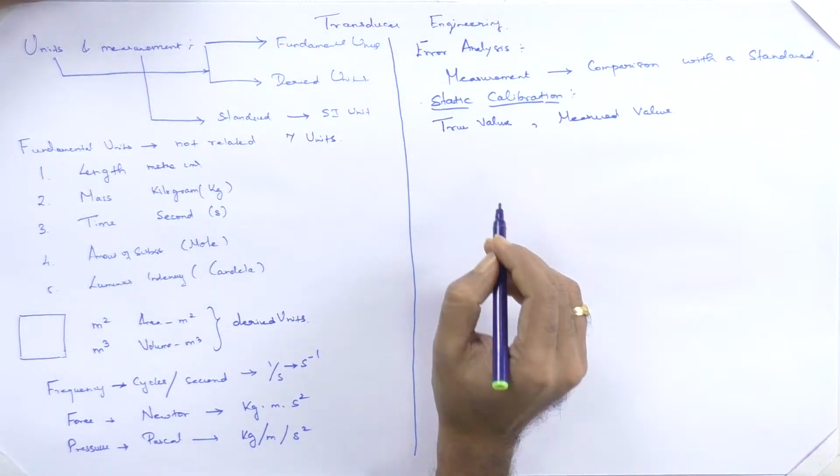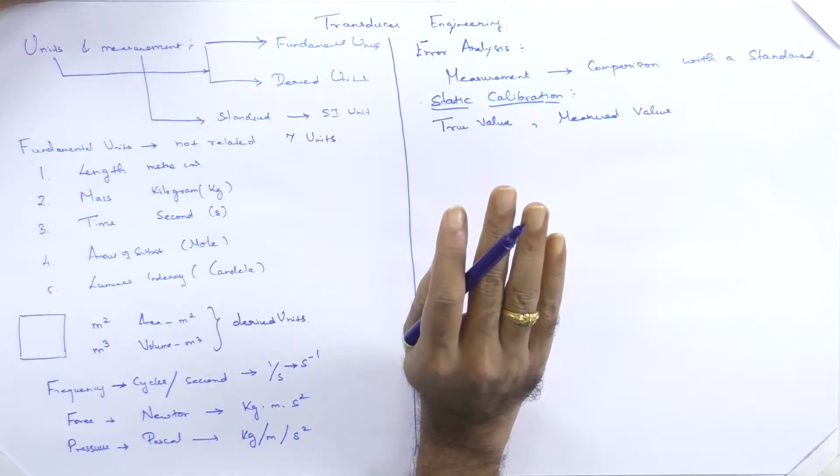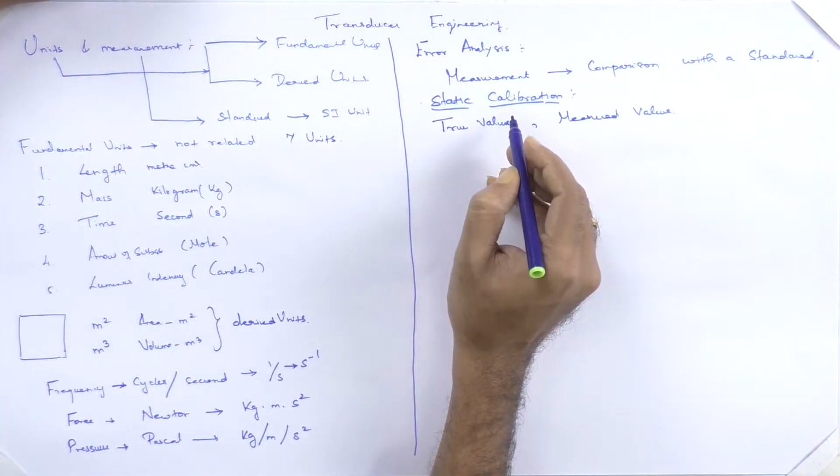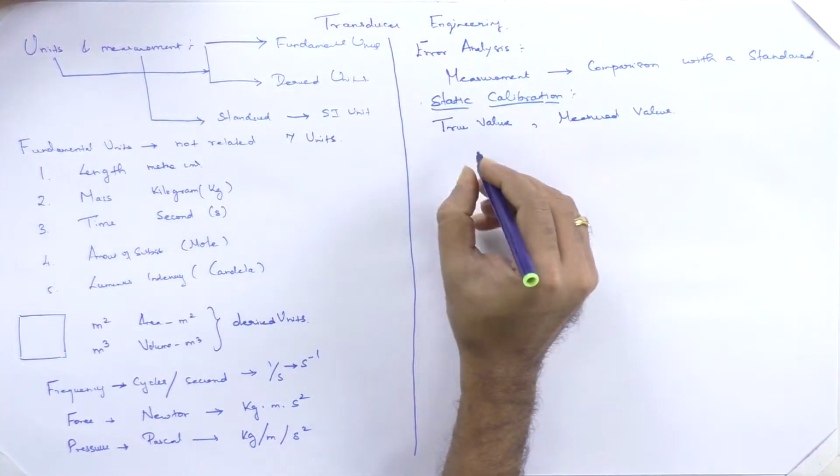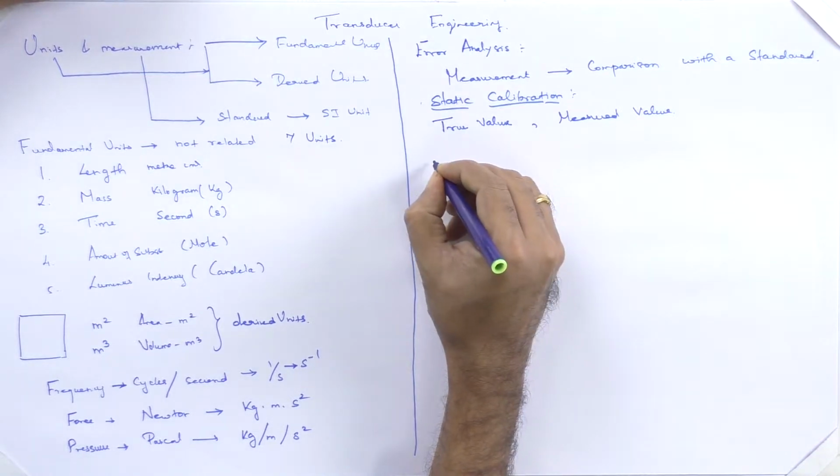Calibration is comparing the measured value with a standard value, and here I am taking that standard value as a true value. Now I will define what is true value, then only you will be able to understand what we are going to do with this calibration.